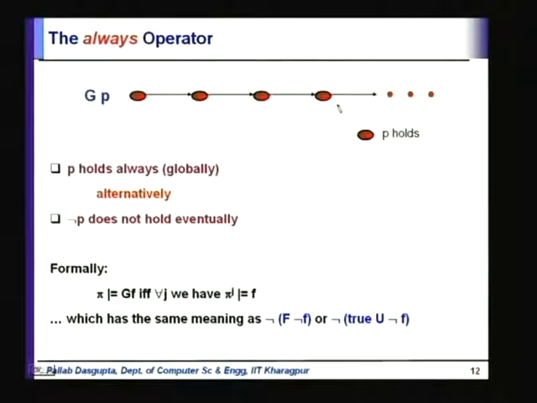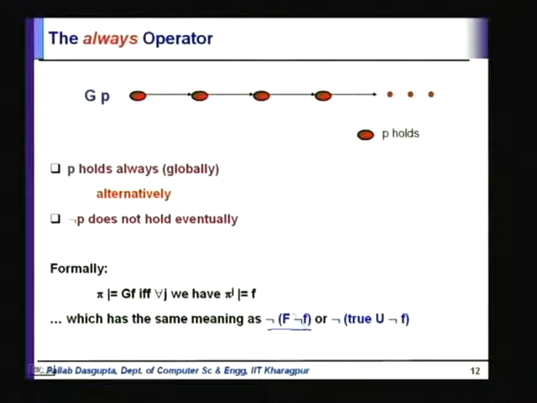We will never have not p. In the formal syntax we write pi models G f if for all j we have pi j models f. Simple, for all j pi j should model f, which has the same meaning. Now, if we take this one, that not p does not hold eventually, this means that not f does not hold eventually. So, let us break this up.